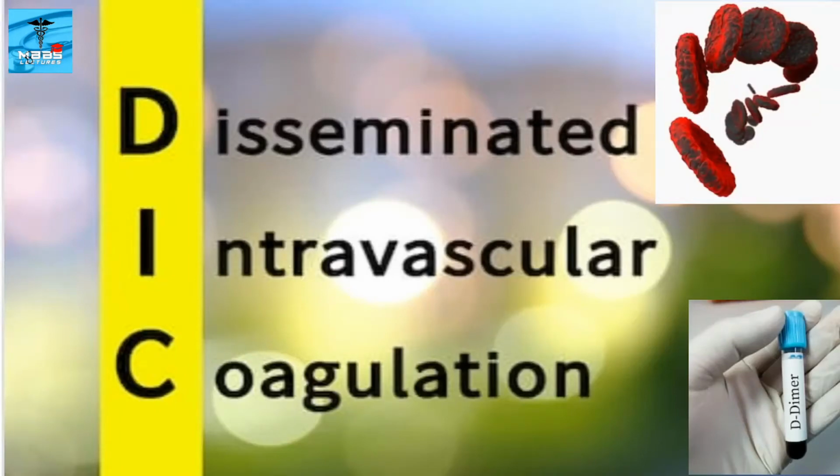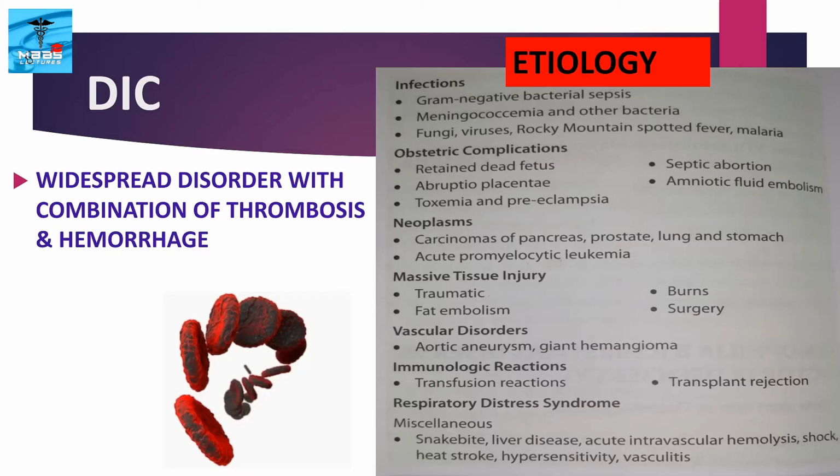This video is about an acute coagulation disorder named Disseminated Intravascular Coagulation. Disseminated intravascular coagulation is a widespread disorder with a combination of thrombosis and hemorrhage. And the etiology. The major disorders associated with disseminated intravascular coagulation include several infections, obstetric complications, neoplasm, etc.